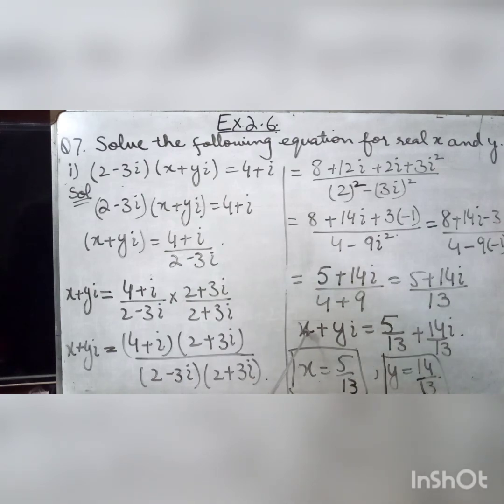So we have the expression x plus y iota is equal to 5 over 13 plus 14 over 13 iota. Then we have the answer x is equal to 5 over 13 and y is equal to 14 over 13. The remaining parts of question number 7 can easily be solved.